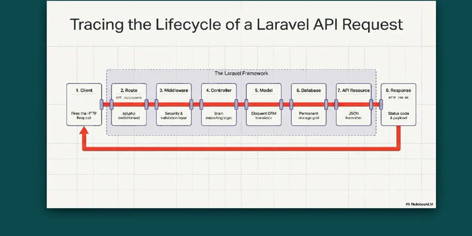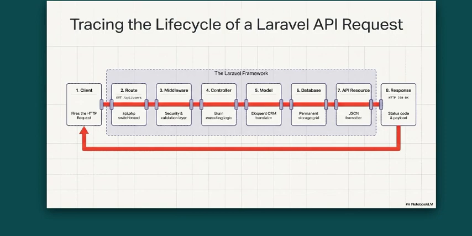And finally, step 8, the response. The framework takes that clean JSON payload, attaches the correct HTTP status code, in this case, a 201 Created to indicate successful resource generation, compiles it back into an HTTP response packet, and fires it out of the server across the network back to the mobile app. The app receives the 201 code, updates the UI to show a green checkmark, and the microscopic journey is complete. Exactly. It's a journey, but it happens in milliseconds. That flow is incredibly logical. Route to middleware to controller to model to DB and back out.